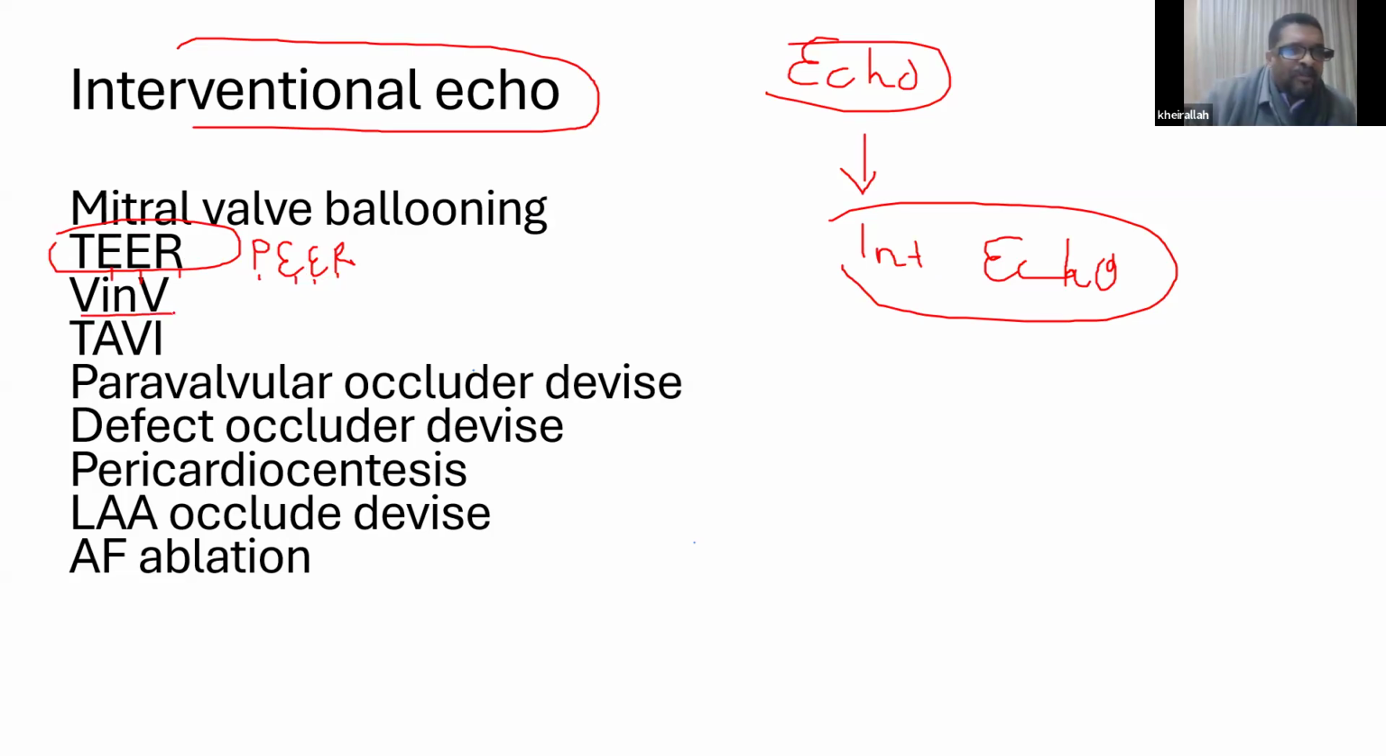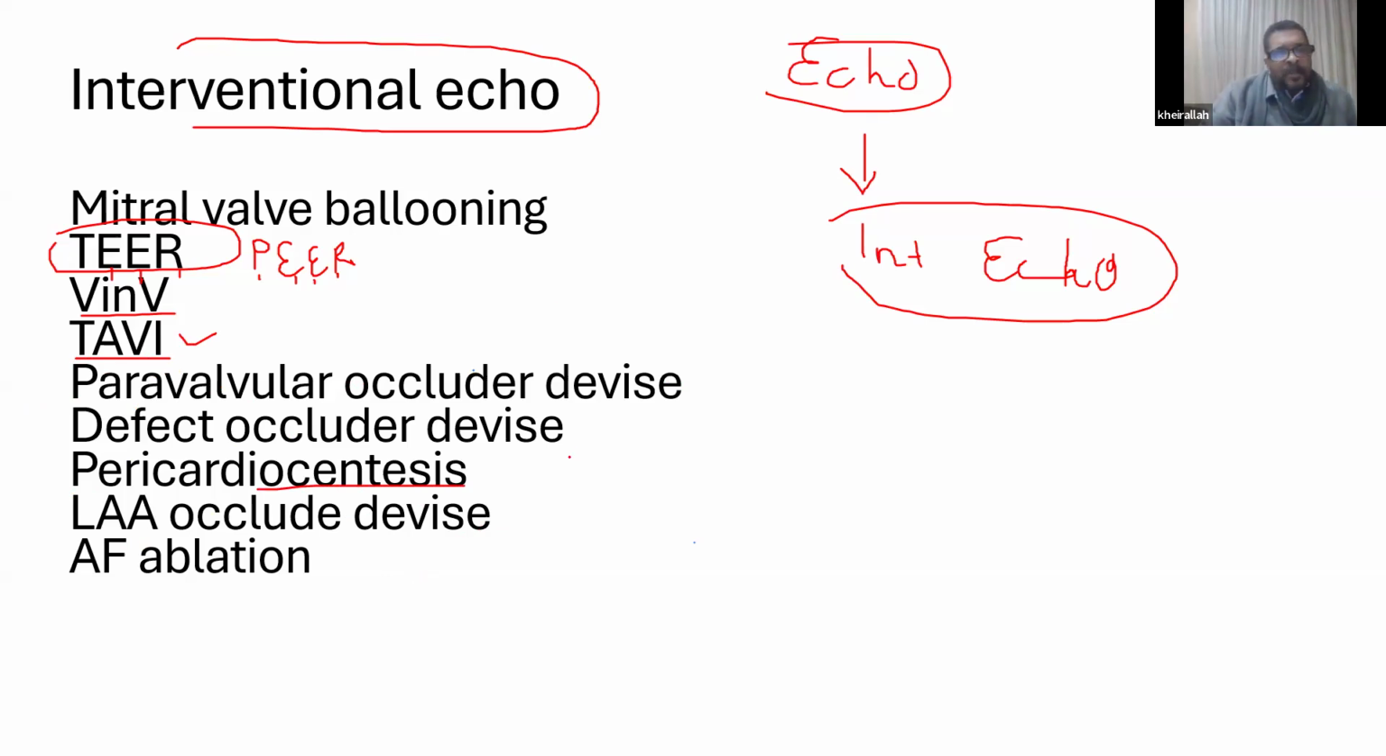We also have valve in valve. If you have a bioprosthetic valve which is degenerative, you can implant a new valve and mount it on the frame of the old valve percutaneously. This is called valve in valve. We have TAVI, which is transcatheter aortic valve implantation. We have paravalvular leak occluder device. We have defect occluder devices like ASD and VSD. Pericardiocentesis can be done by echo, yes. LA occluder device and AF ablation.